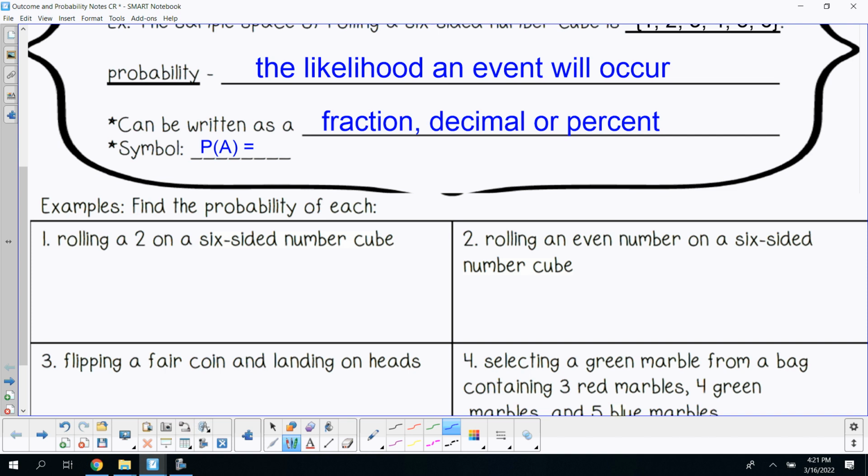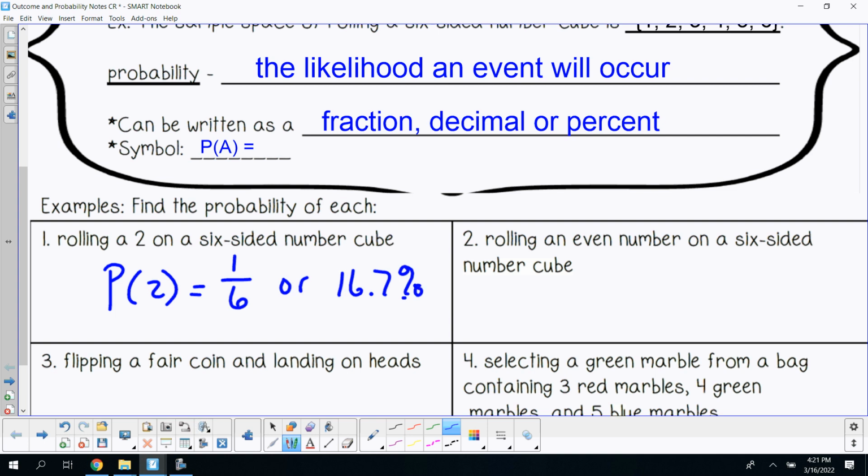So what is the probability of rolling a 2 on a six-sided number cube? The probability of rolling a 2 on that six-sided number cube is 1, because there's only one 2 on there, out of 6. Or we can say it is a 16.7% probability.